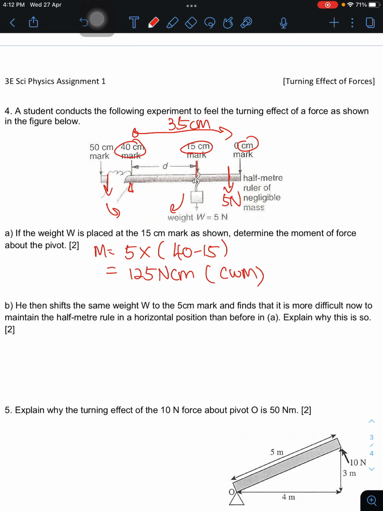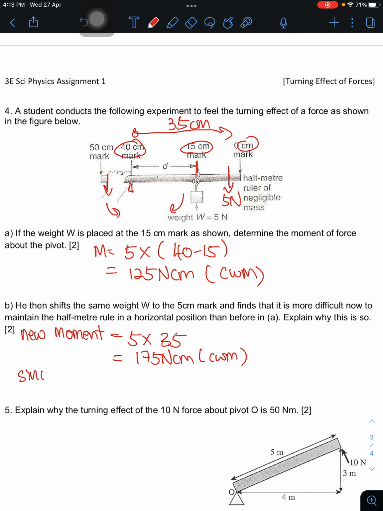Alright, so let's find out. They never say you show working, or they also never say you don't have to show working. So let's use the working to explain. We use numbers to prove. It's easier to visualize numbers, right? So what is the new moment? New moment will be 5 Newton multiplied by 35 cm, right? So what do we have? 5 times 35, 175 Newton cm. Clockwise moment. So the moment is now larger.